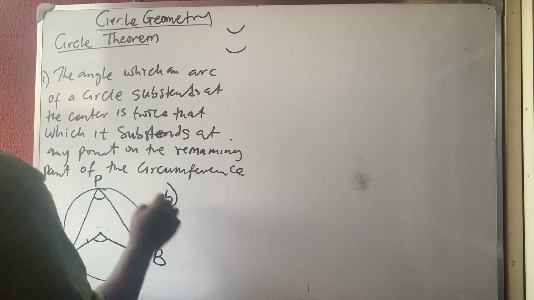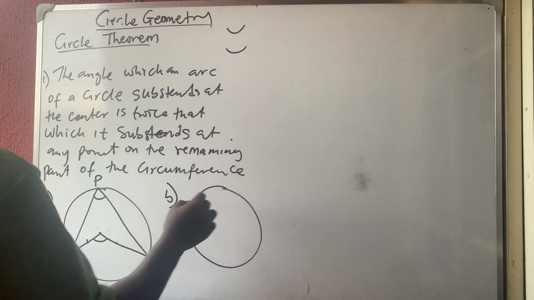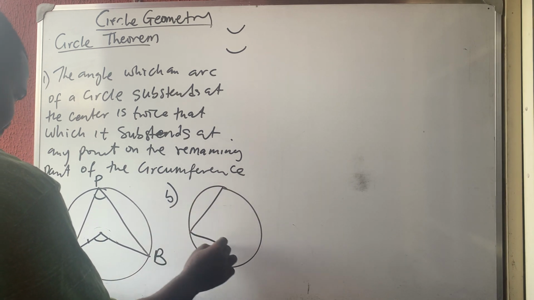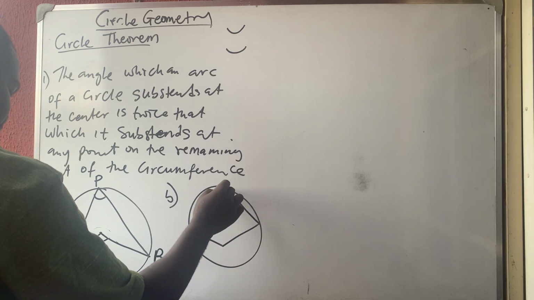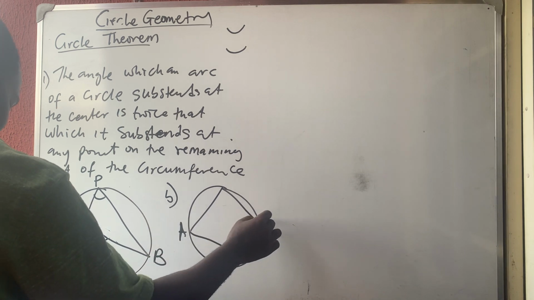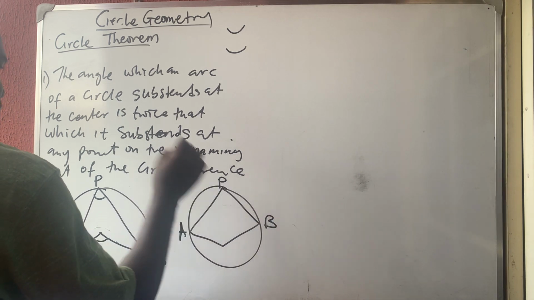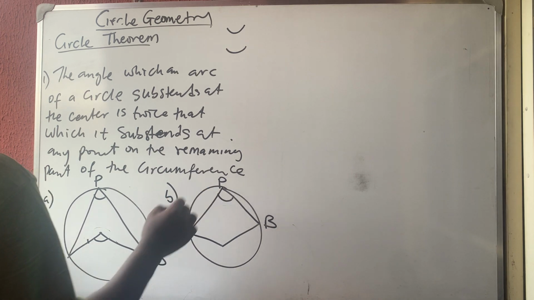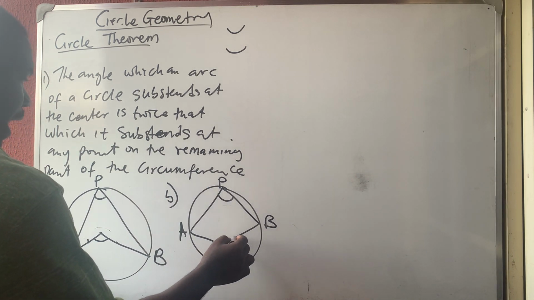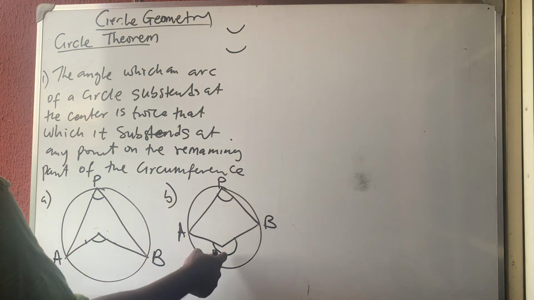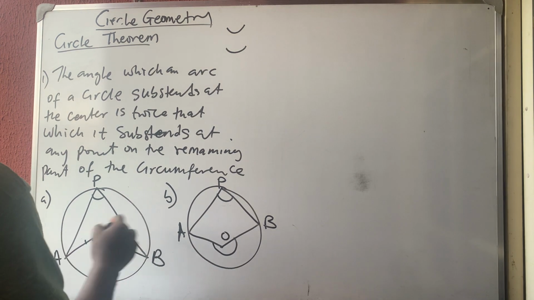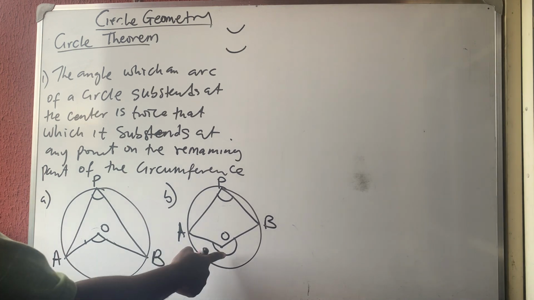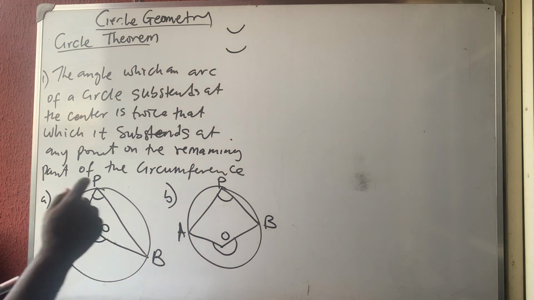So for B, look at B. I have this one like this, and I have here A, B, P. Now look at this one. This one is facing here and this one is facing here. That is how it's supposed to be. So 2 times this one is this one, and it's called the angle at the center. Let this be the center O. Please don't mind the way my circle is. Just assume that here is the center of this circle.